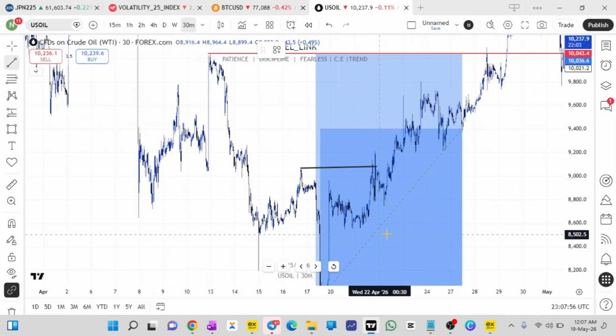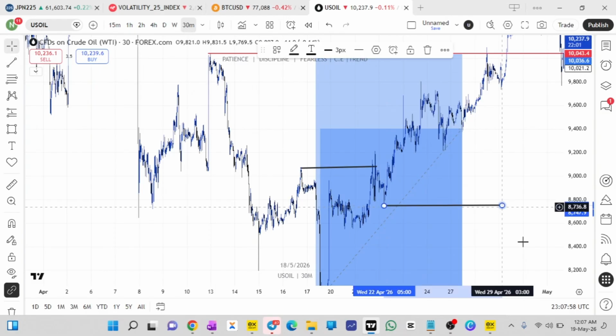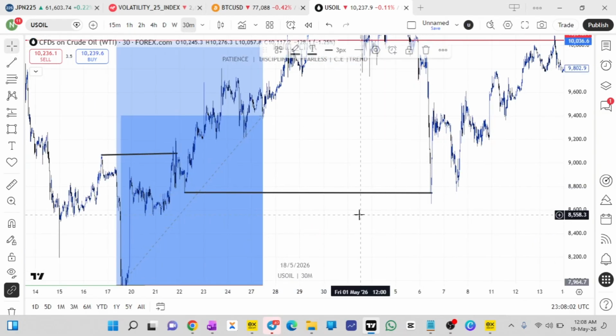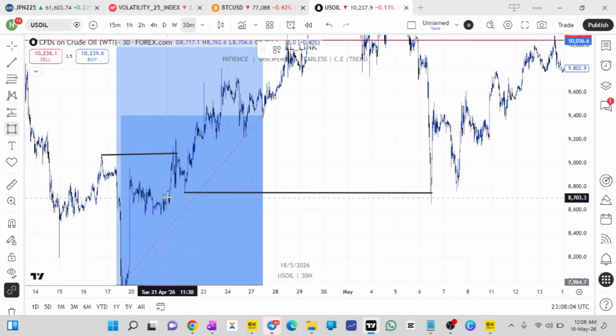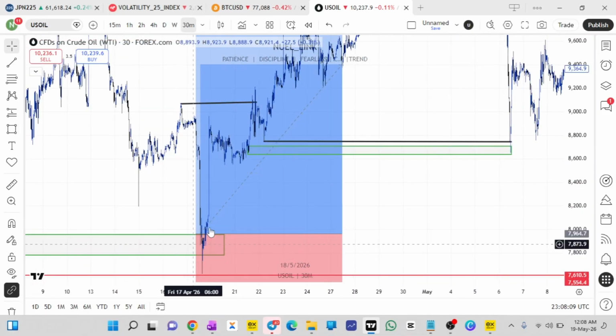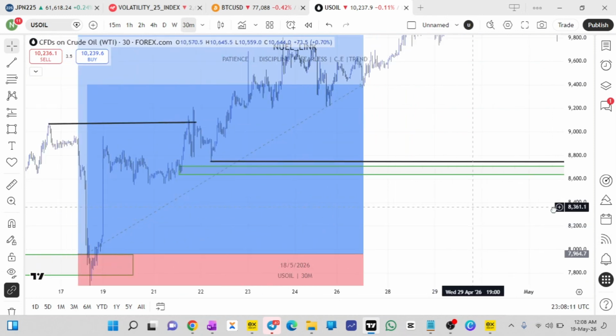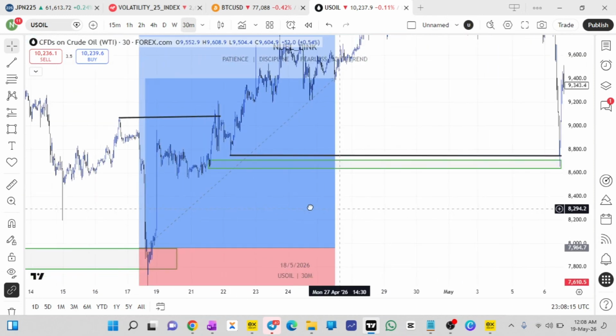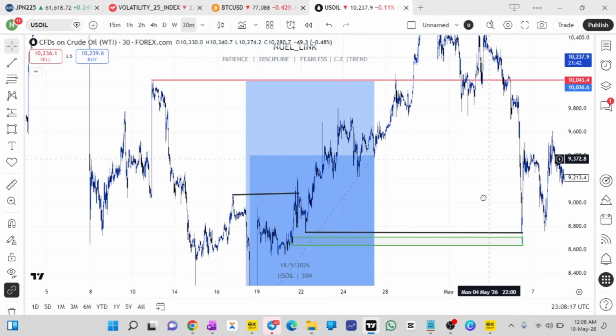This is the market structure shift. This is the liquidity here. And look at what happened. Price came, tapped into this other block and started back up. I didn't catch this trade because I was waiting for it around here. But this first one, when I saw this, I knew that the market wants to start moving.